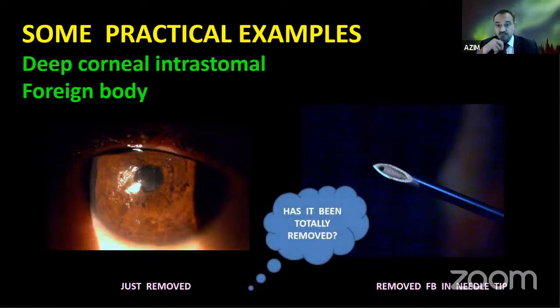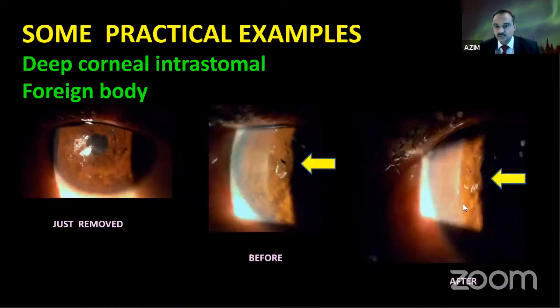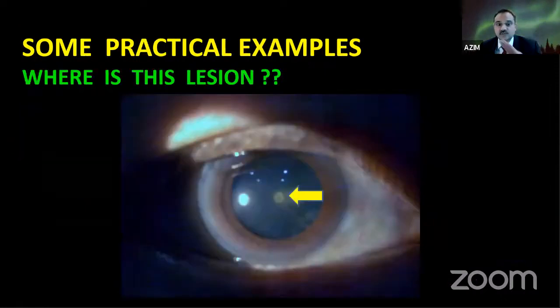So how do we check? The view didn't give me any idea. So I go back to retro illumination. Here you can see beautifully, this retro illumination gives us an idea that the foreign body has been totally removed. So this is how practically in your setup you can use it. You don't have to go through 1, 2, 3, 4, 5, 6 for every patient. You do 1, 2, then you decide which one you have to do, and then you follow up.